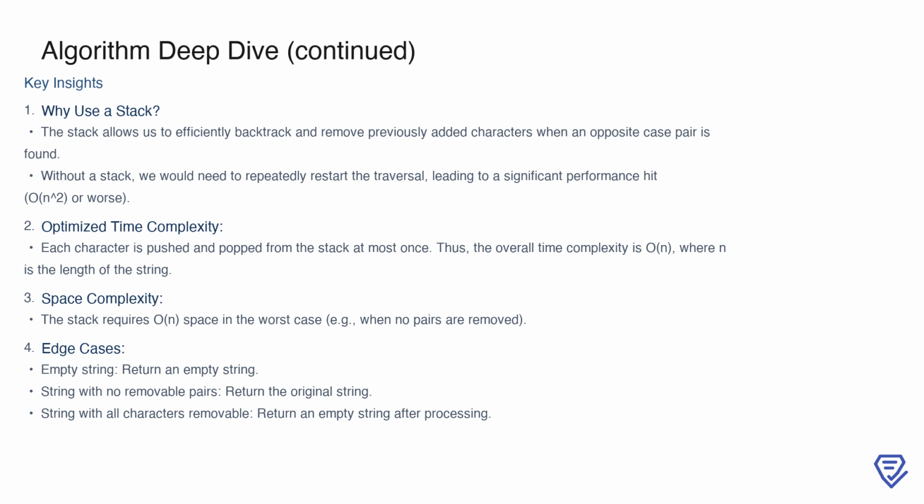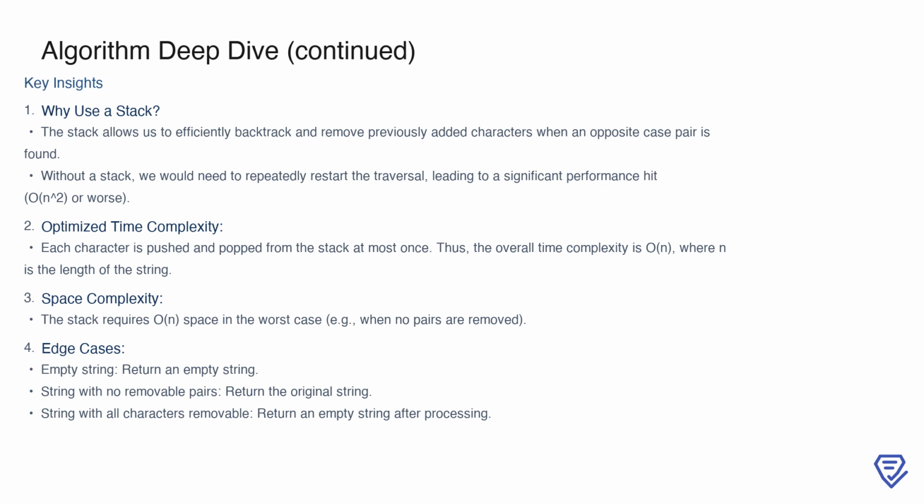Without a stack, we would need to restart the traversal repeatedly or use additional logic, which could lead to significantly worse performance. By using a stack, each character is pushed and popped at most once, resulting in an overall time complexity of O(n), where n is the length of the string. Additionally, the space complexity is O(n) in the worst case, which occurs when no pairs are removed, and the entire string remains in the stack.